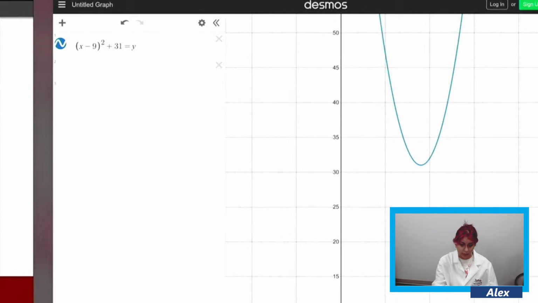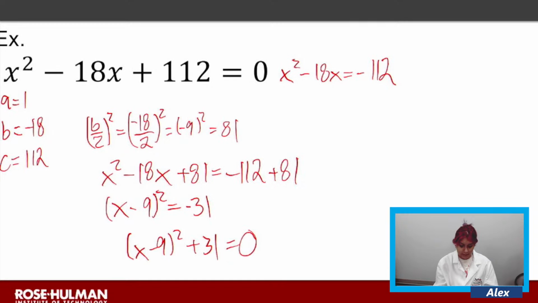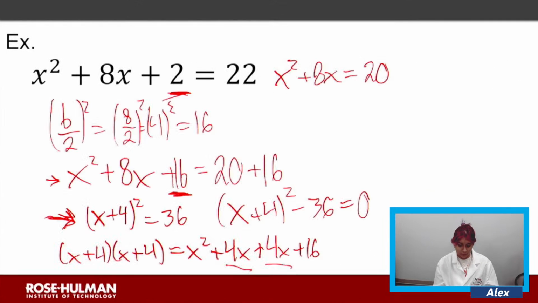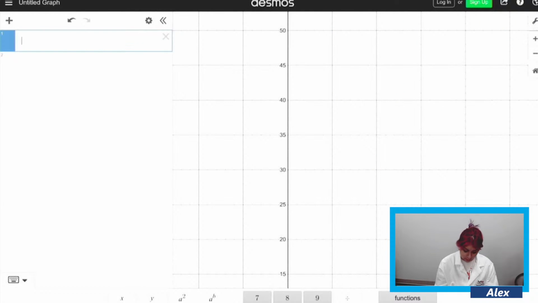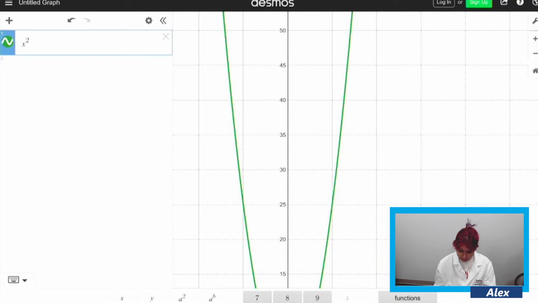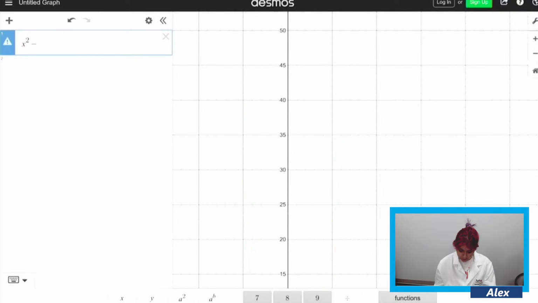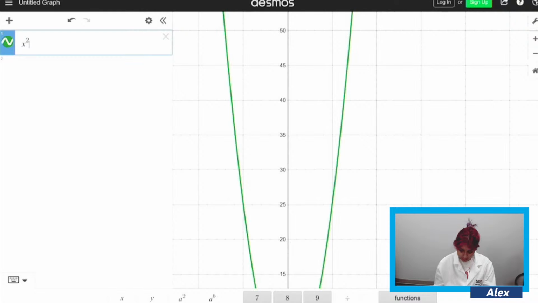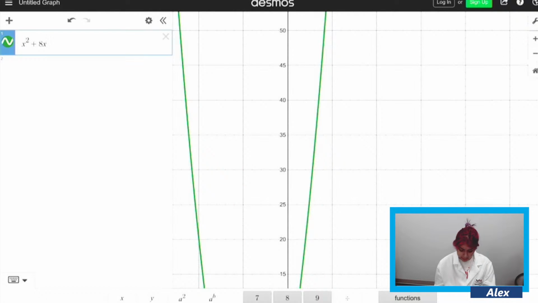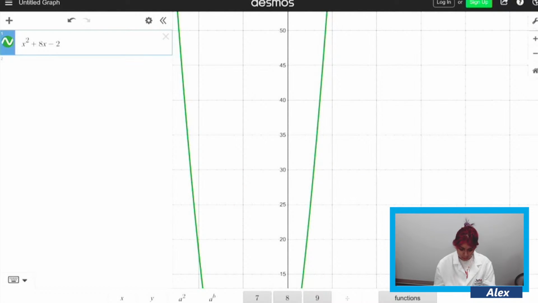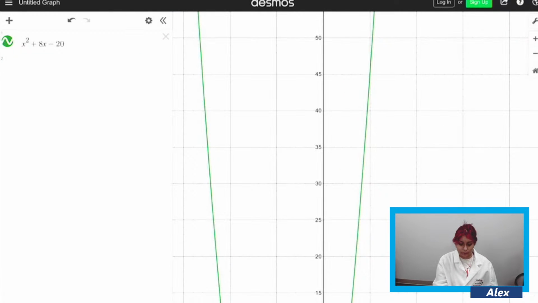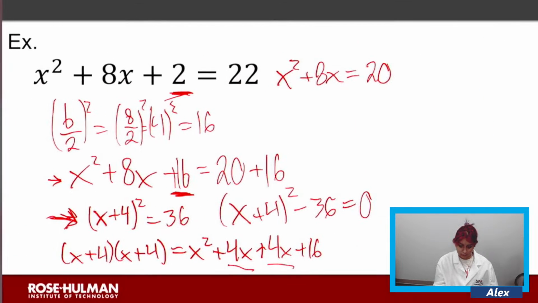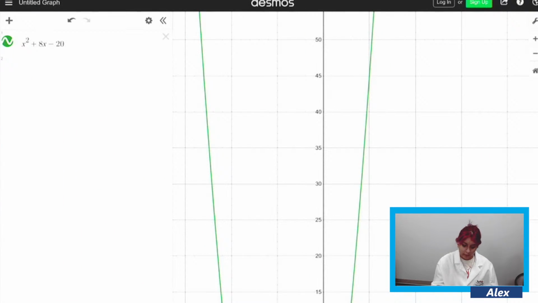Looking at our other example, x squared plus 8x minus 20, we can see a similar thing. x squared plus 8x minus 20. Make sure I'm getting that right. Yes, okay.